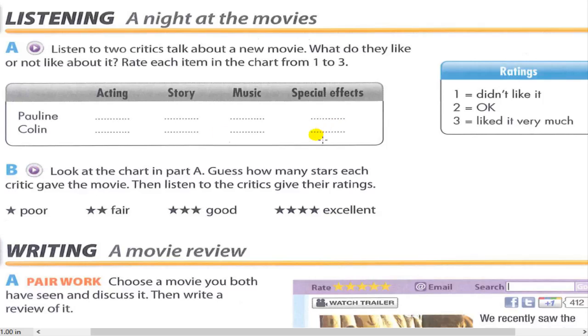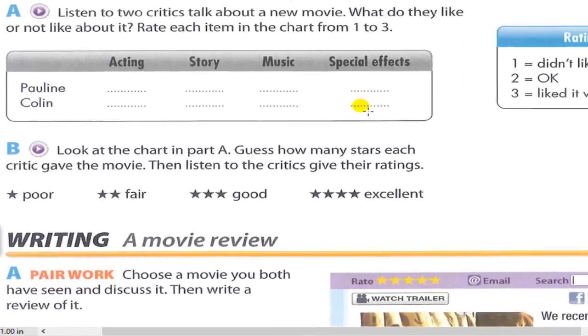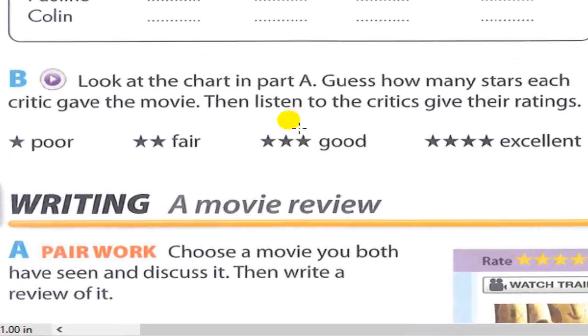Again, the answers: acting, Pauline, 3, Colin, 3. Story, Pauline, 2, Colin, 3. Music, Pauline, 1, Colin, 3. Special effects, Pauline, 1, Colin, 3.